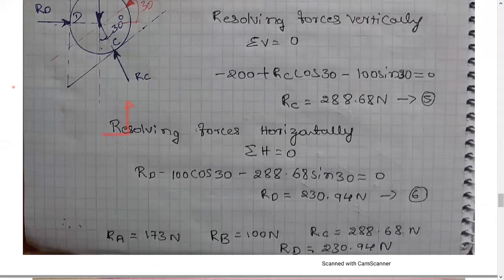In the same way you resolve the forces horizontally, and you will get the value of RD as 230.94 Newton. So RA is 173 Newton, RB is 100 Newton, RC is 288.68 Newton, and RD is 230.94 Newton. In the next lecture, we'll be talking about problems on equilibrium based on strings. Okay, thank you.